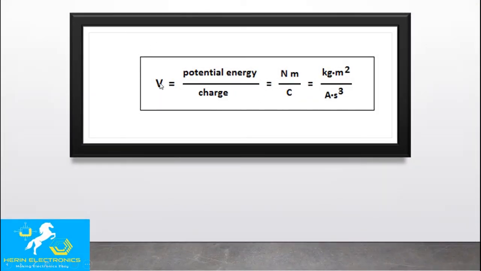When we consider voltage in terms of SI units and dimensions, we know that voltage is nothing but the ratio of potential energy and charge. The unit of potential energy is newton meter, whereas the unit of charge is coulomb. Coming to the dimensions, we can give it as kg meter square, ampere minus 1 and second minus 3.